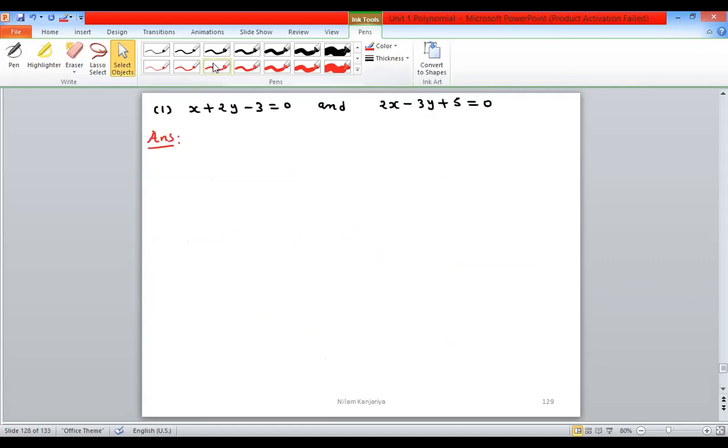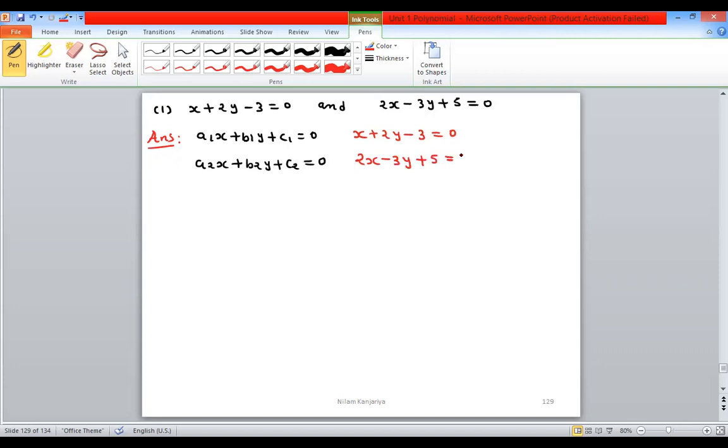First of all, I'm writing my general equation. This is a1x plus b1y plus c1 is equal to 0. And the second equation is a2x plus b2y plus c2 is equal to 0. Now putting in the given equations: x plus 2y minus 3 is equal to 0 and 2x minus 3y plus 5 is equal to 0.